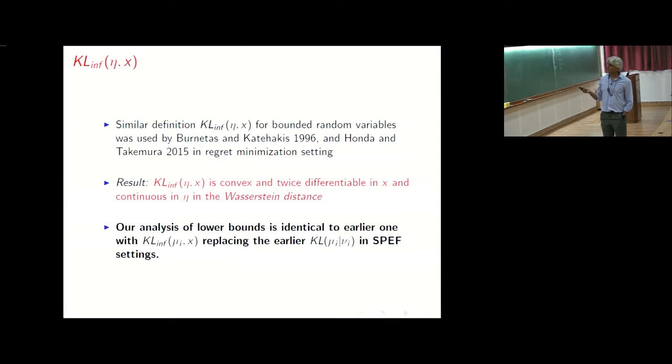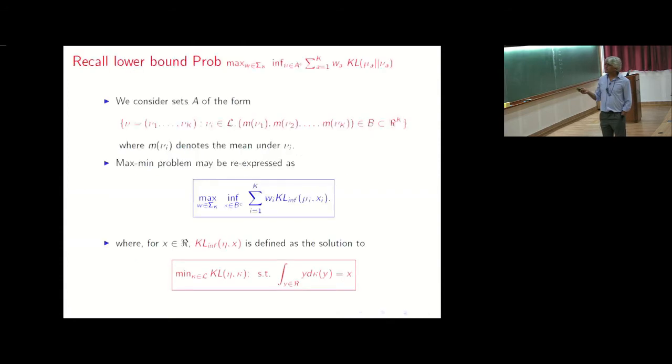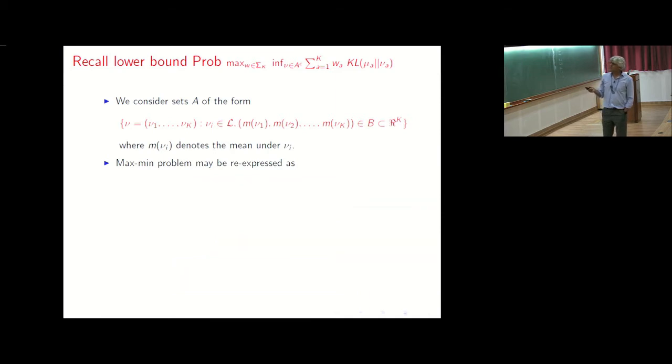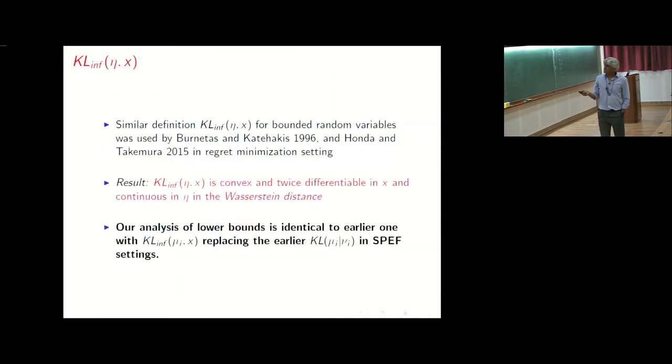In particular, since it's convex in x, everything that I said earlier, when this was a convex function of x, where I had nu, a real valued parameter, also holds in this setting. So all the geometrical story that we had is true in this generality as well. Nothing changes. This is still a strictly convex function. So all the ellipses which I showed you and the way we solve things, everything still works. So the analysis of lower bounds is identical to the earlier one with KL_inf(mu_i, x_i) replacing KL(mu_i, eta_i).